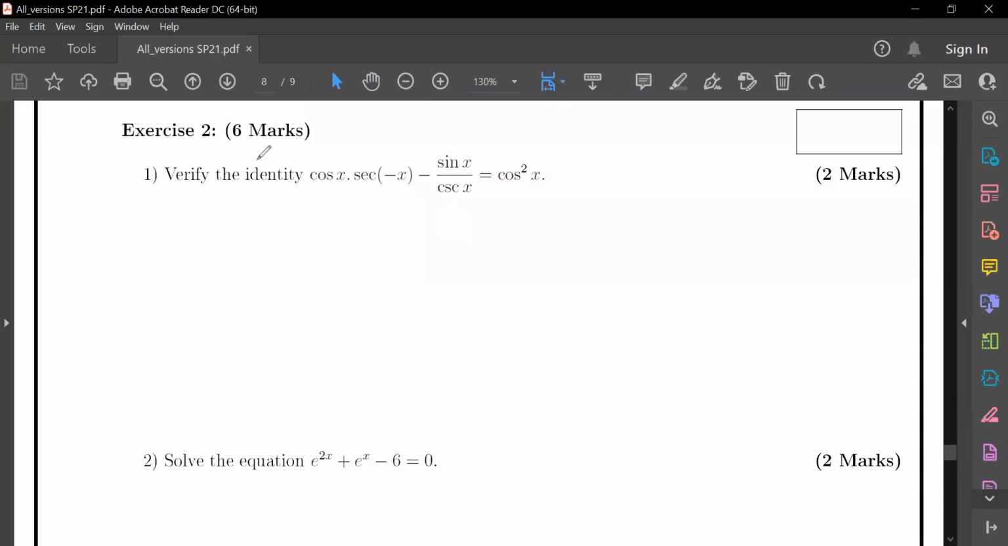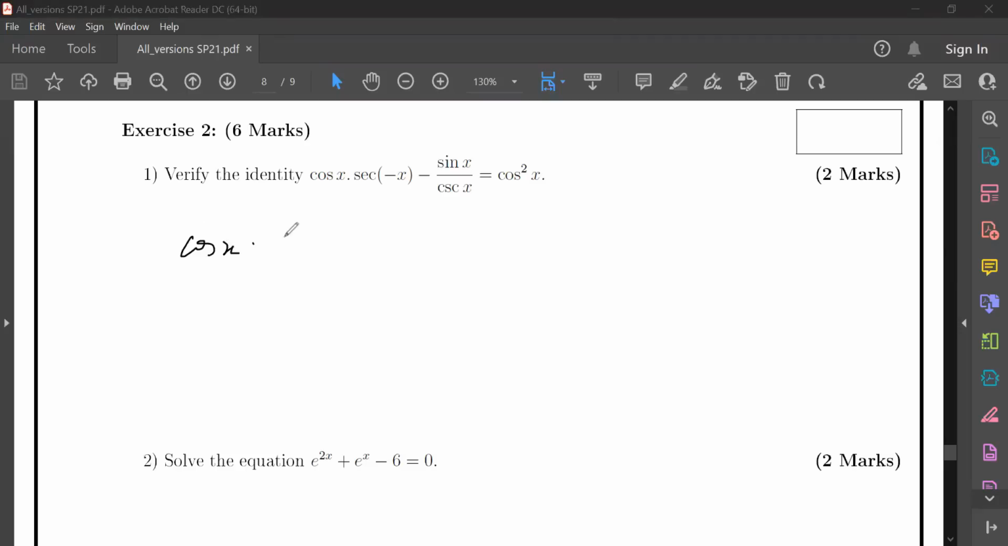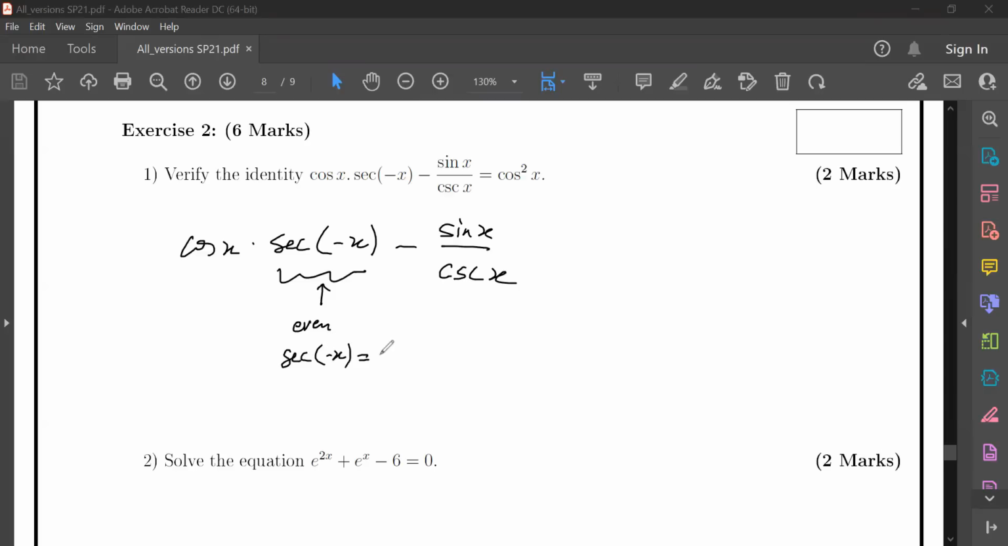Exercise 2, out of 6 marks. Trigonometric identity. We start with the left side: cosine x times sec of minus x minus sine x over cosec x. First thing to do, we have a negative angle here. Sec is even, so sec of minus x equals sec of x. So we get cosine x times sec x minus sine x over cosec x.